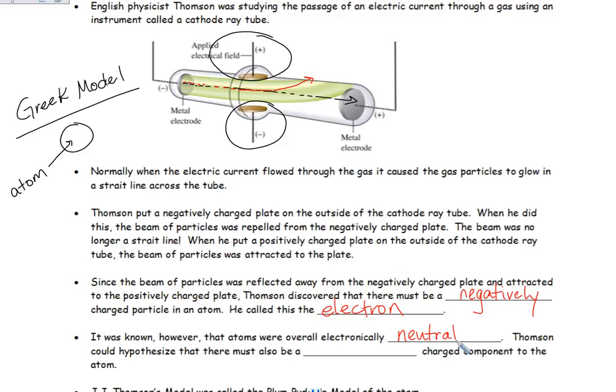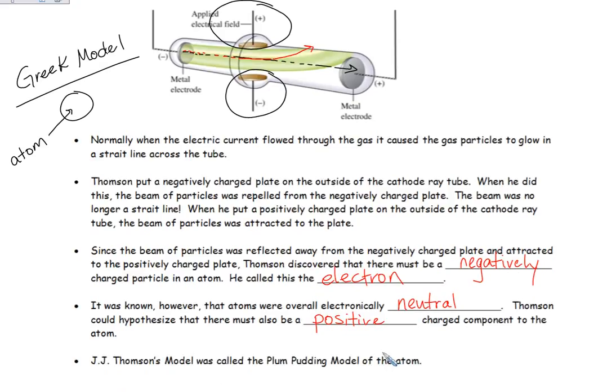At this point in time, Thomson's just going to say, there must be something else positive in the atom. There must be some kind of a particle with a positive charge. I don't know what it is, but it's there, because otherwise the atom would not be neutral. There's some kind of a positive component to the atom. The model that Thomson proposed is called the plum pudding model.